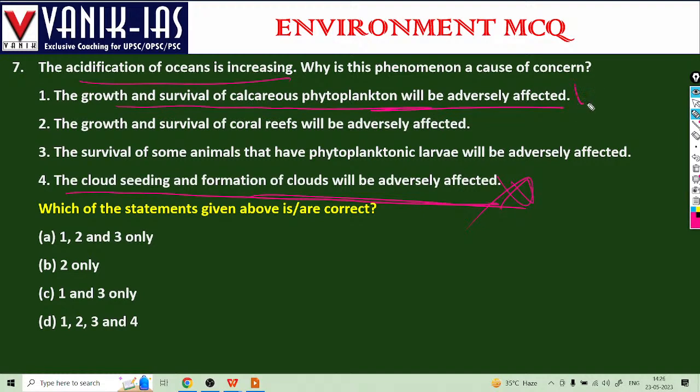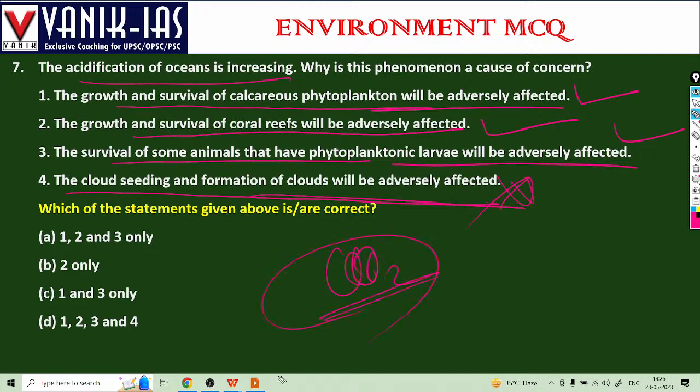It will adversely affect this, right? The growth and survival of coral reefs will be adversely affected, right? Survival of some animals that have planktonic larvae will also be affected. So zooplankton, phytoplankton, coral reefs, they will be affected because of ocean acidification. What is ocean acidification? Ocean acidification means increase of carbon dioxide in a particular aquatic or marine environment. So 1, 2, 3, these all options are right. A is the answer.